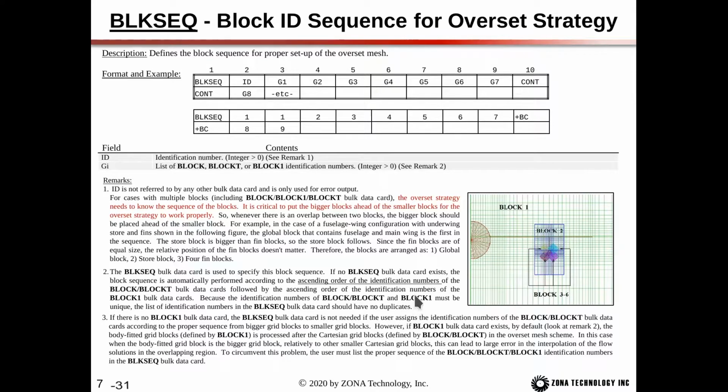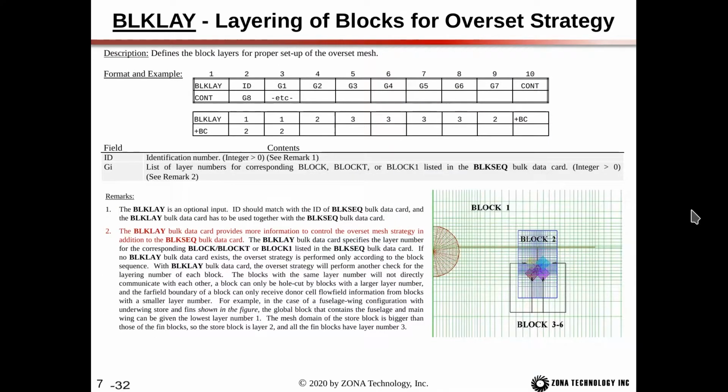But if you have the block 1, ZEUS doesn't just use the ID numbers, it will list, let's see, the block cards will be first and then the block 1 would be last. So basically you always want to use the block sequence card just to avoid any confusion. Also, the block sequence card is required if you want to make use of the block layer card, which is the next slide. Okay, the block layer is the layering of blocks for the overset strategy.